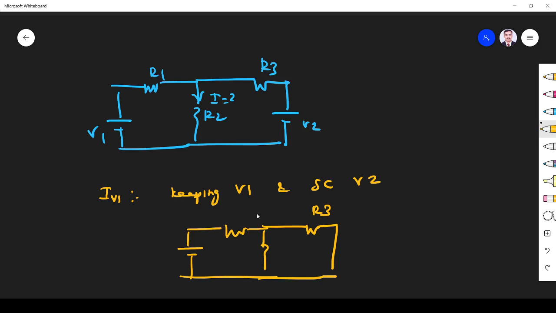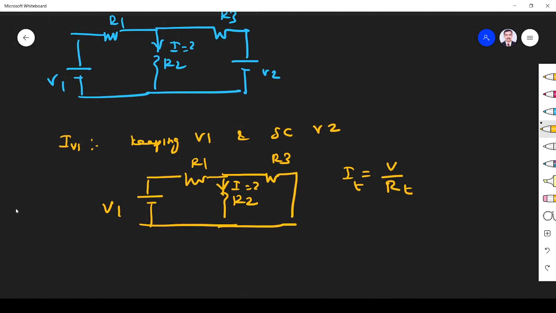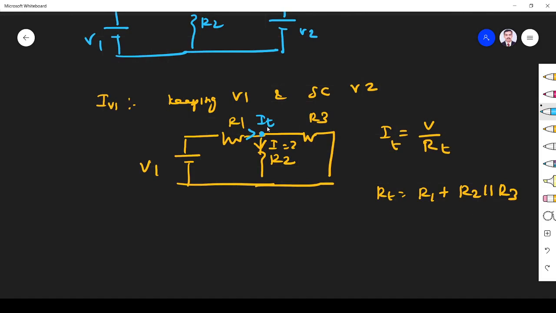So this is R3, R1, R2, V1. Now I have to find the current through this. I is equal to V by R. First I find the total current I total. R total is given by R1 plus R2 and R3 in parallel. Then substitute here, and what you get is I total. That I total is divided among these two loops, so use the current divider rule and find the current due to V1.